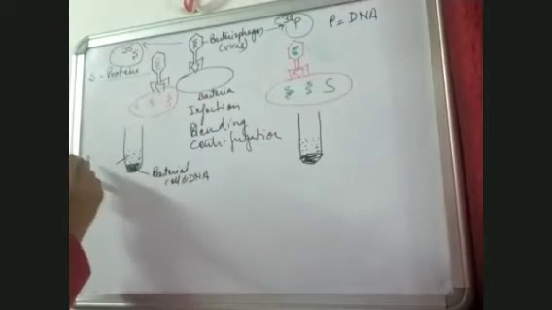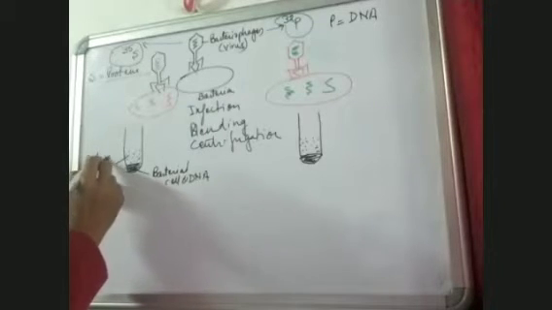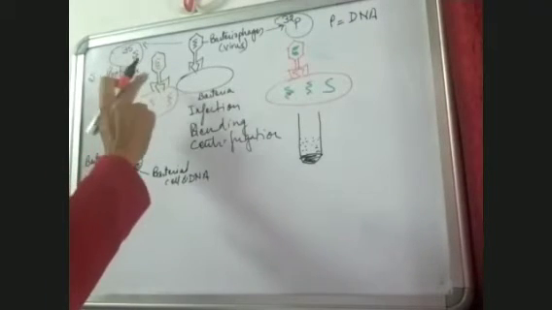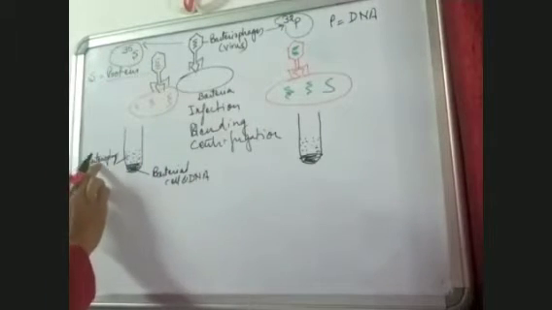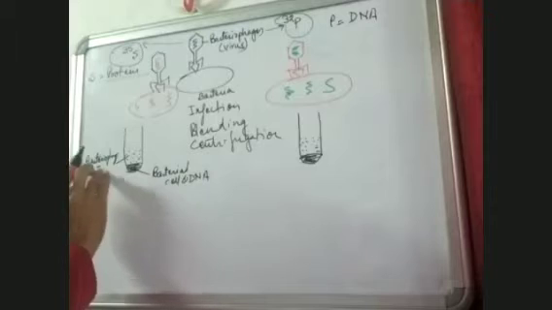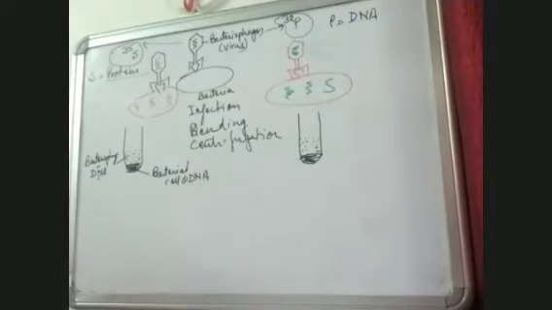Now here the supernatant is bacteriophage, bacteriophage minus DNA, because the DNA has gone into the bacterial cell.